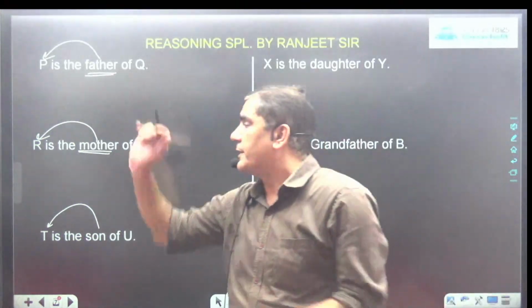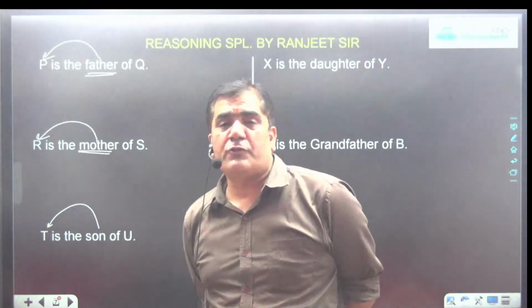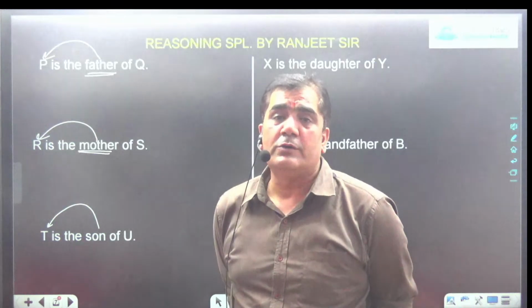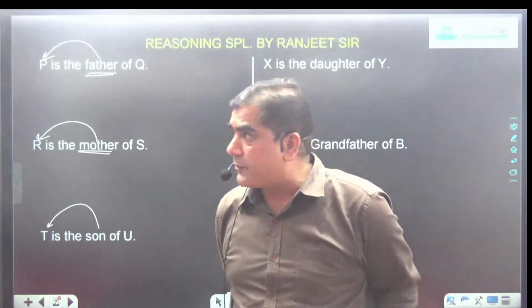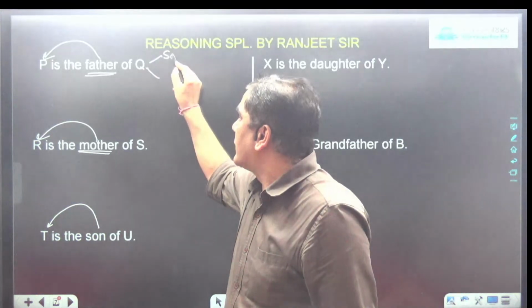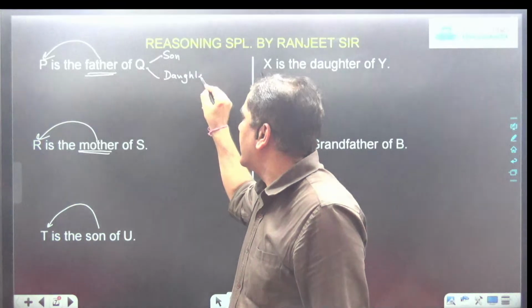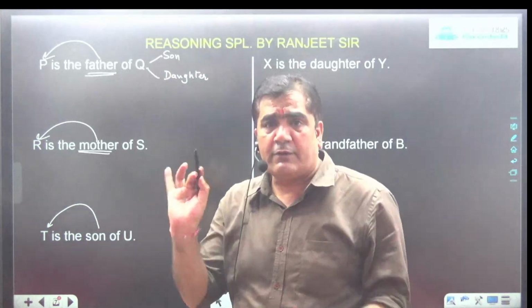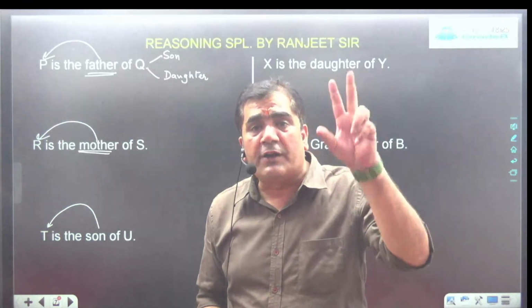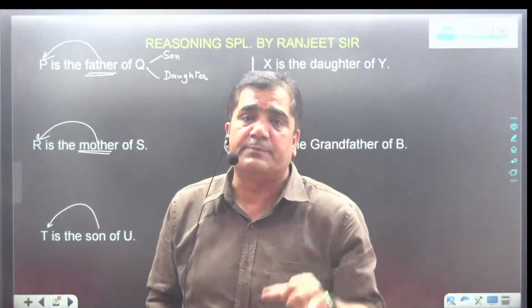Now let's take the first one. Here they are saying P is the father of Q. So P is the father of Q means what? Out of P and Q, P will be father. So what about Q? If P is the father, then Q will be either son or daughter. Whatever Q may be, in this statement I am talking about 2 different generations. So a very, very important concept, generation, has come.